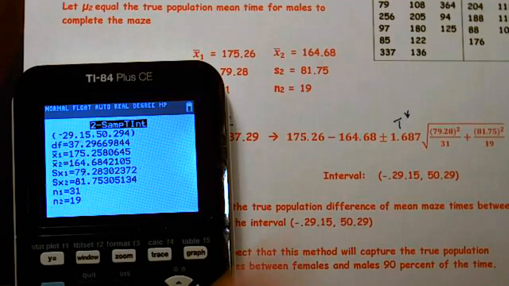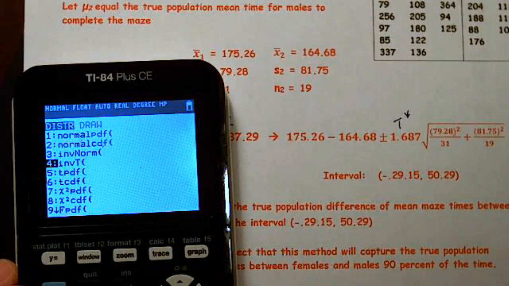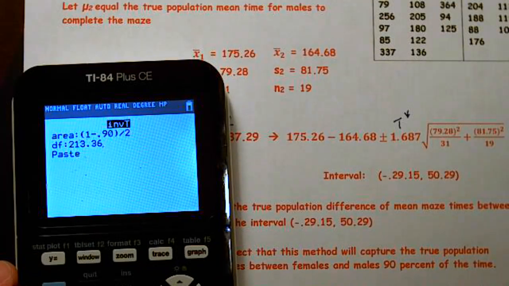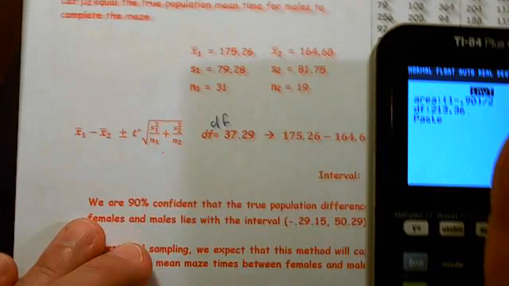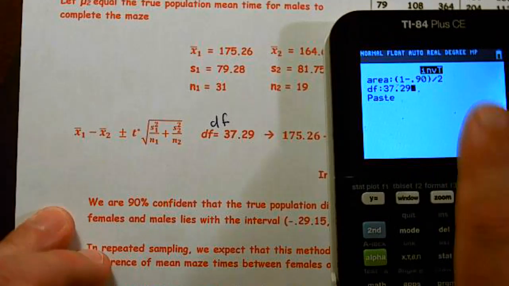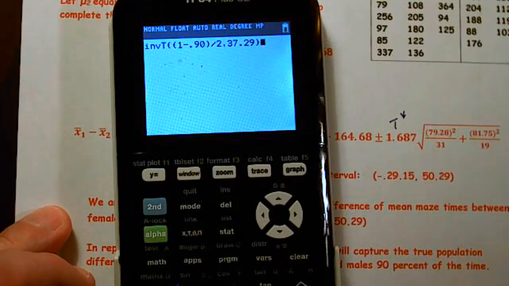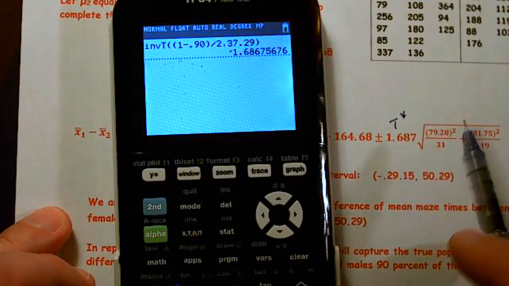So let's go back and get our T star. To do that, second vars, inverse T, parenthesis 1 minus 0.90, close parenthesis, divided by 2. And our degrees of freedom we said was 37.29. And we end up getting 1.687.